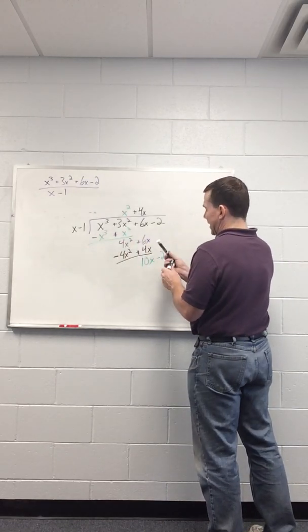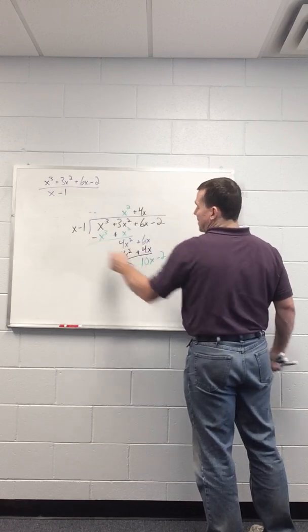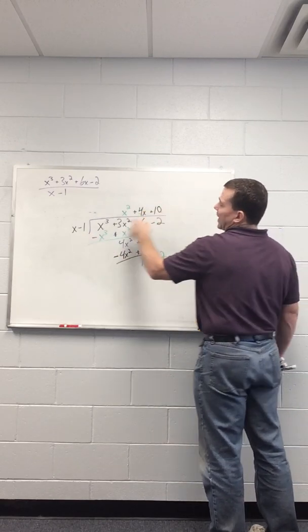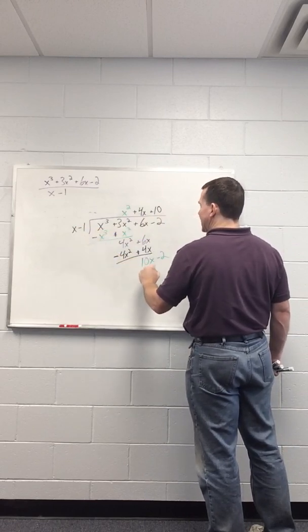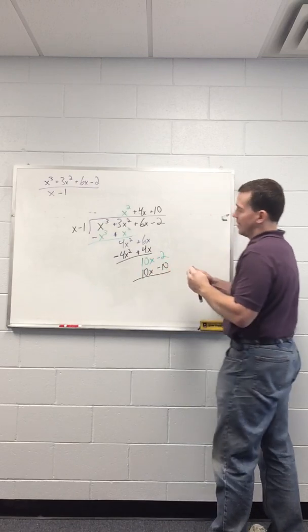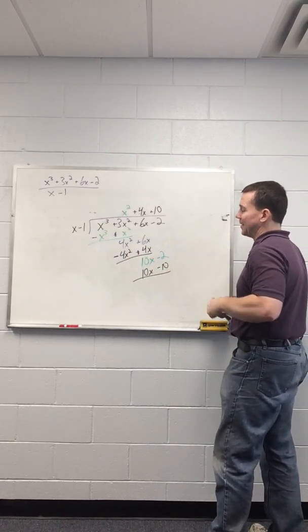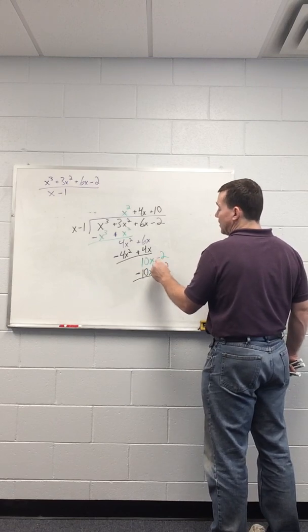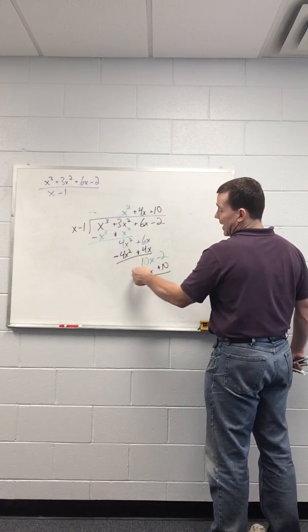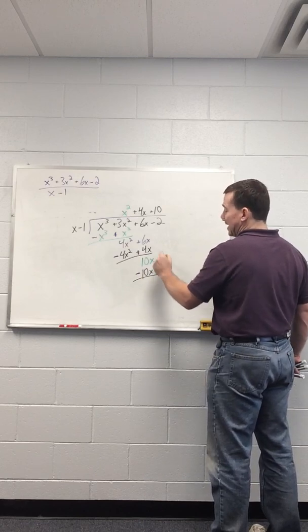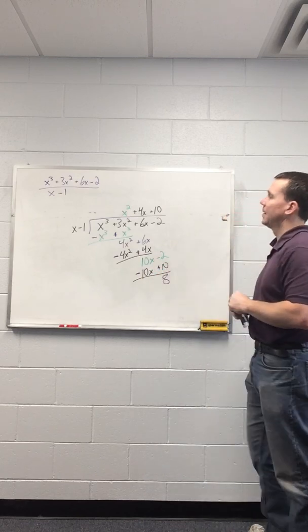What do I multiply? Gotta switch colors. What do I multiply x by to get 10x? 10. So I put a 10 on top. Multiply. 10 times x is 10x. 10 times negative 1 is negative 10. I switch the signs of everything. Positive 10x becomes negative. Negative 10 becomes positive. 10x minus 10x is 0. Negative 2 plus 10 is 10 minus 2, which is 8.